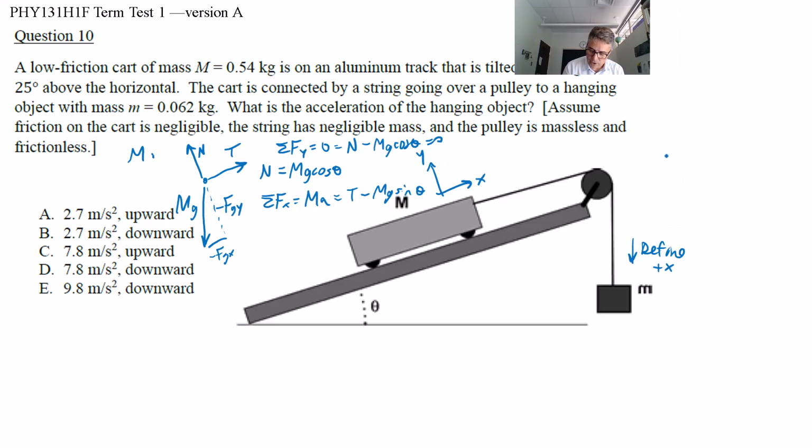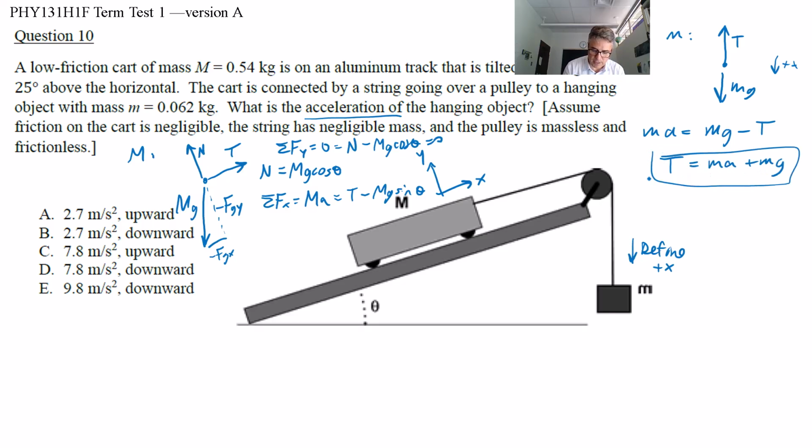And then for this equation, for this little m, you've got just tension going up and little mg going down. And again, you've defined plus x down, and the acceleration's down. So the little mass times acceleration is mg minus the T. So what we can do to solve this out is we're trying to find acceleration, and so we want to eliminate T. So T here is equal to ma plus mg, all lowercase.